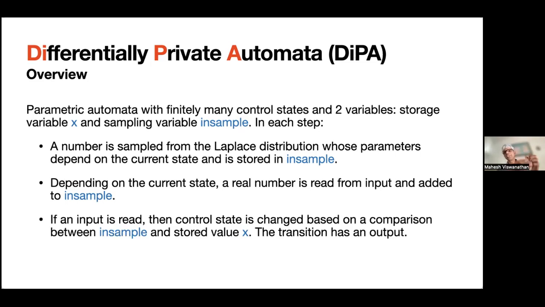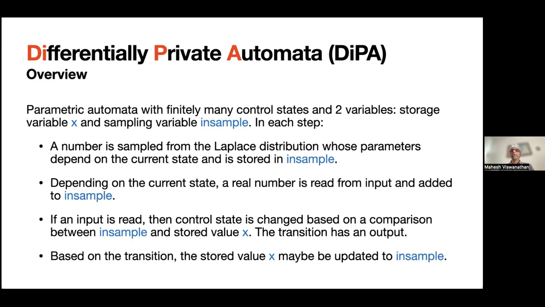Then you're going to compare the value in sample with the value that is stored in the variable X. And based on how they compare, you're going to take a transition. You're going to change your control state. And so the effect of the transition is, of course, to change your control state. And after you take the transition, you can also decide whether you want to change the value you've stored in your variable X. The way to change the value stored in X is to just store the new value that you've sampled. So it's very restricted in the way you can change the value that is stored. You can only store the value that you've sampled.